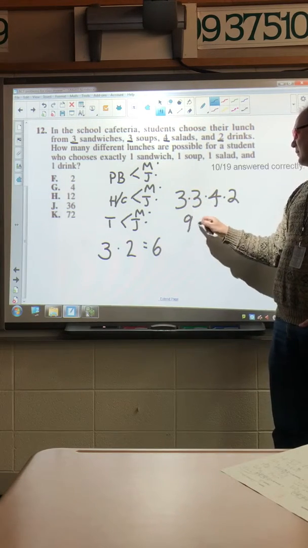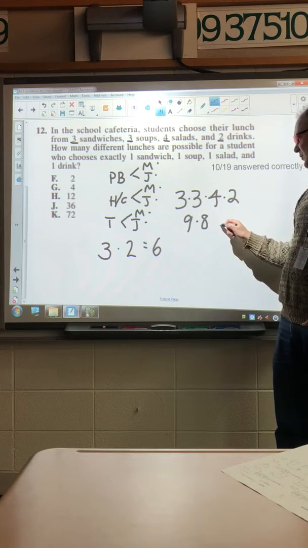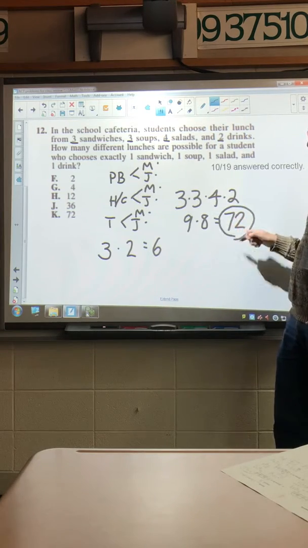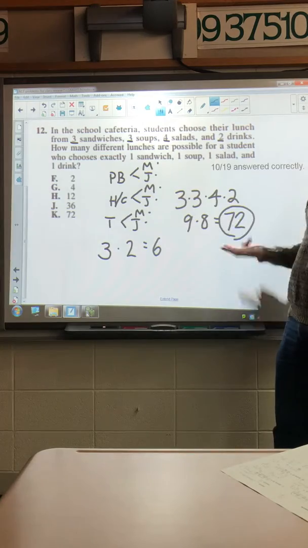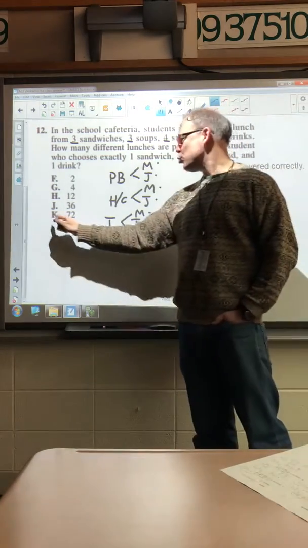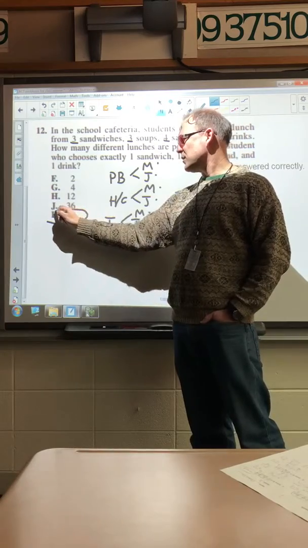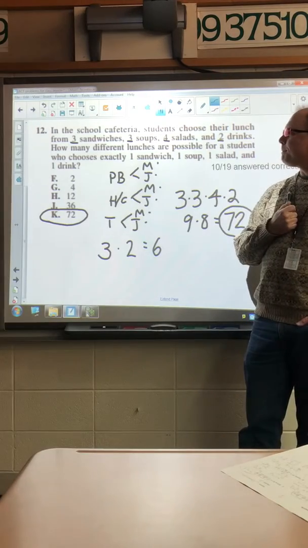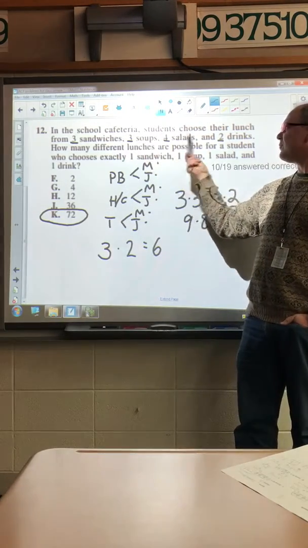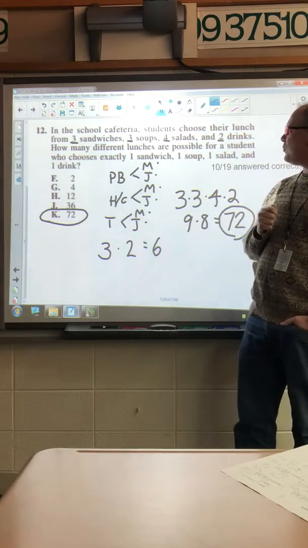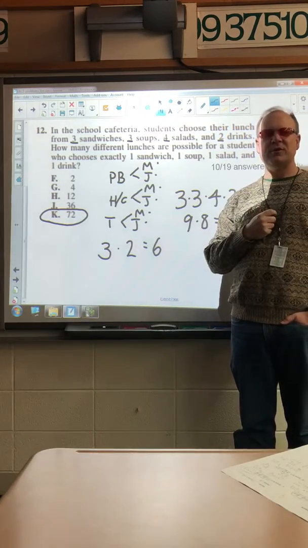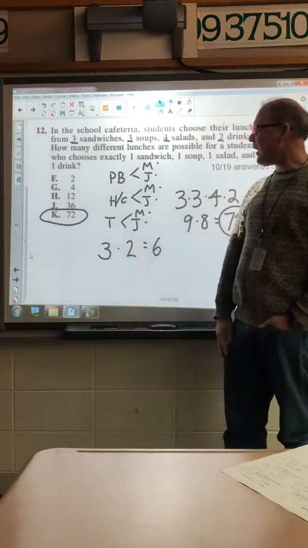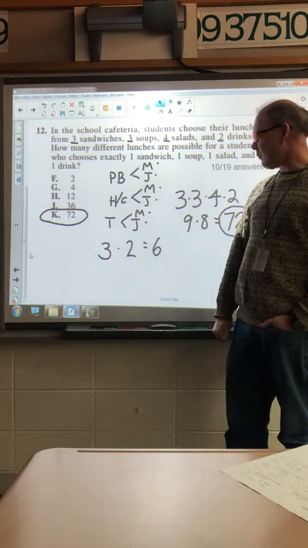3 times 3 is 9. 4 times 2 is 8. 9 times 8. So if we drew out a diagram like this, there would be 72 possible choices. That's called the multiplication counting principle. Take the number of choices you have for each type of food or whatever the problem is, multiply the number of choices you have together. Okay, so that's our ACT problems of the day.